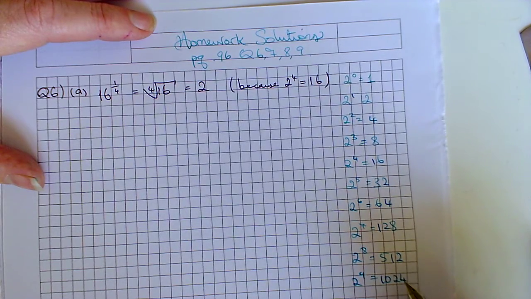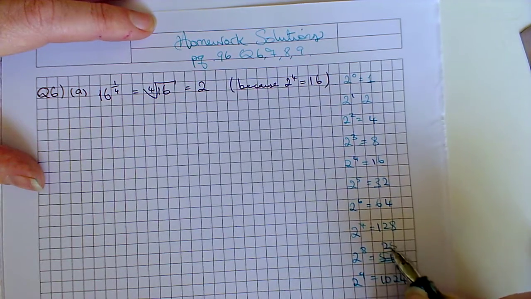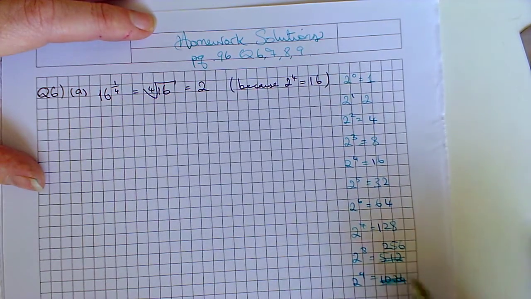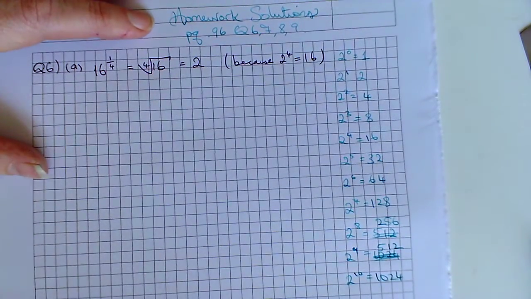Oh, sorry, I skipped one. 2 to the power of 8 is 256, 2 to the power of 9 is 512, and 2 to the power of 10 is 1024. They get big quite quickly.